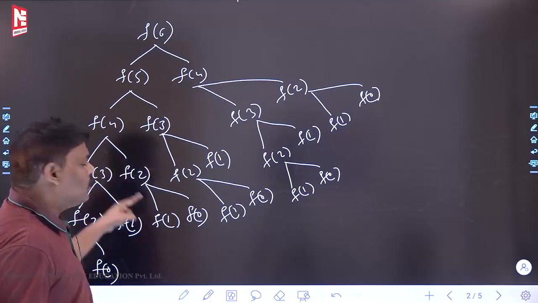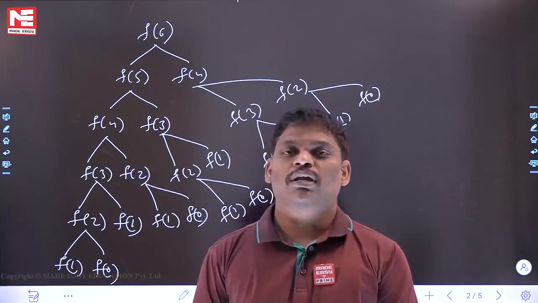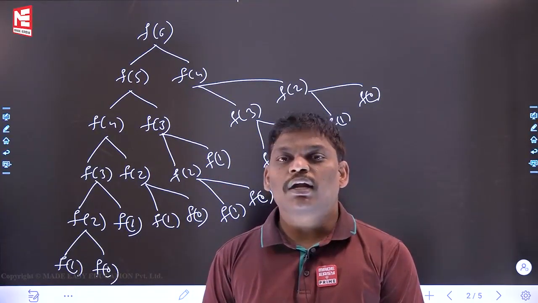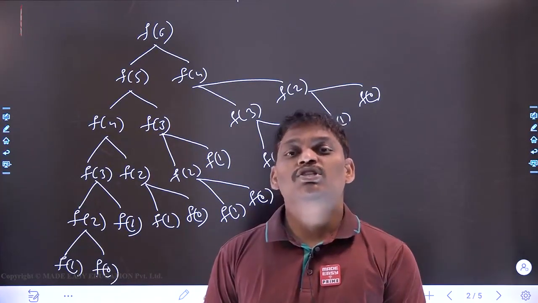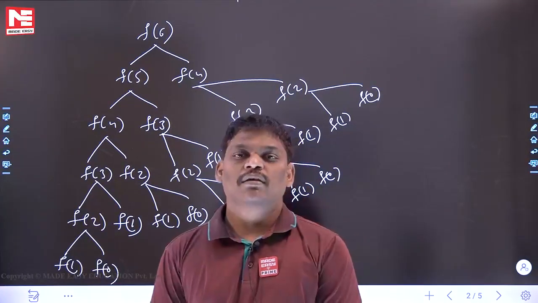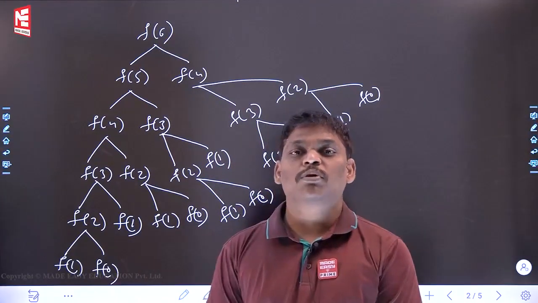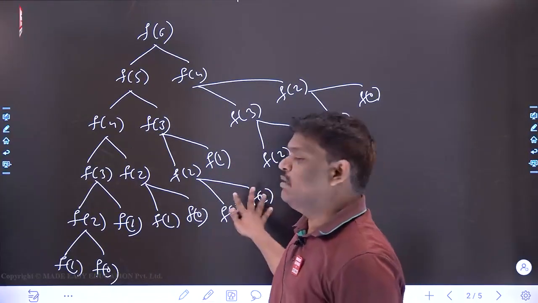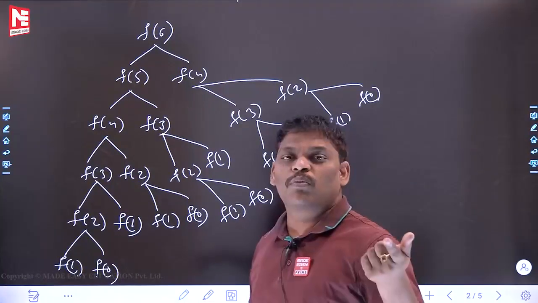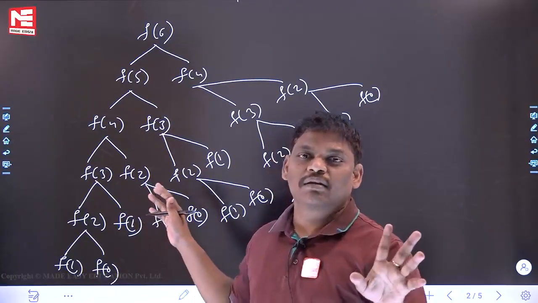Here also 2. What is the binary tree definition? Every node contains a maximum of 2 children, not exactly 2 children. Maybe 0 children, maybe 1 child, maybe 2, maximum 2 children. In the given tree, every node contains a maximum of 2 children, so it is a binary tree. Some students are asking, in the previous problem a unary tree came, but in this problem a binary tree came. What is the reason?